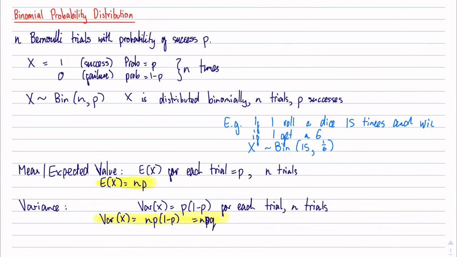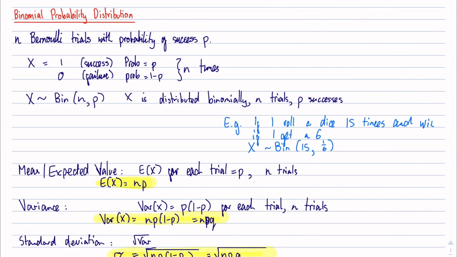Finally, we have the standard deviation. It's literally the square root of the variance. So here, the standard deviation equals the square root of NP(1 minus P), which is the square root of NPQ. Last good formula to know.